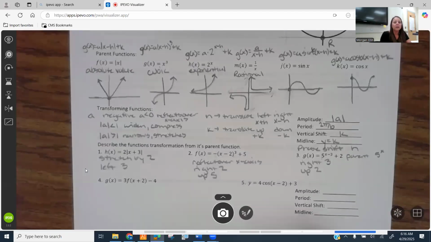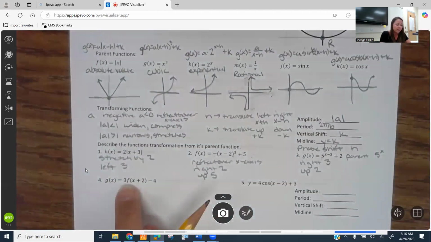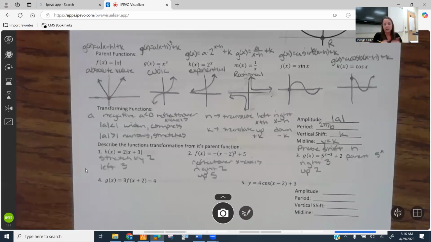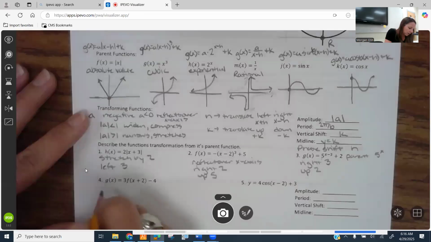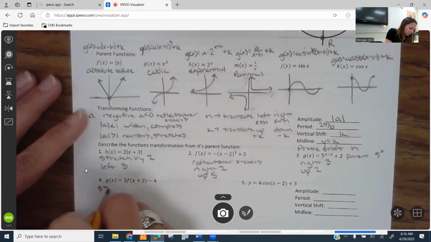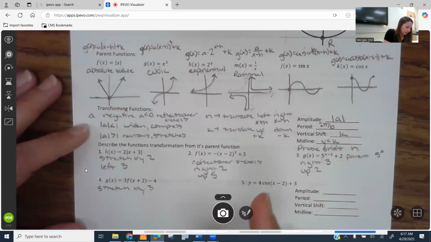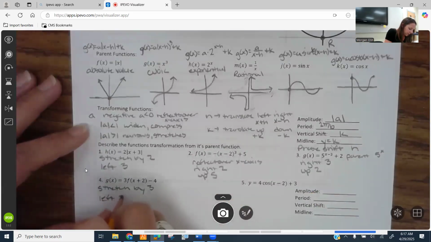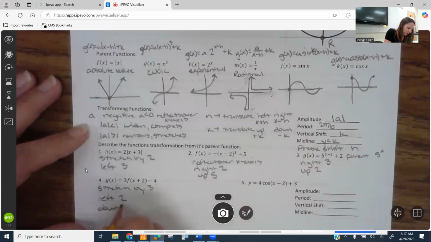Now here, this is just a generic one. It could be any one of these functions. It just has g of x equals, and it's just translating f of x. So that 3 is the a. Since 3 is greater than 1, it's going to stretch by 3. Then x plus 2, that's like right here, it's going to go left 2. And then minus 4 on the outside means it's going to go down 4.